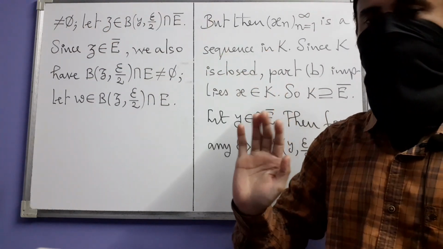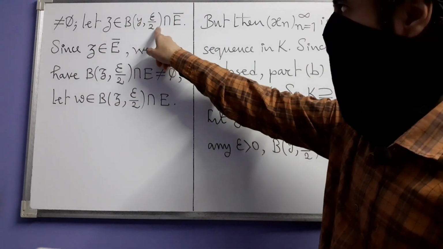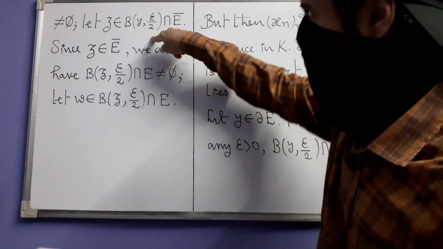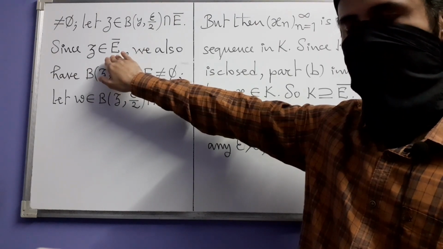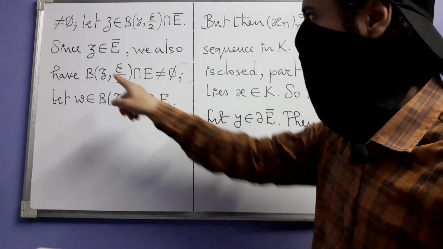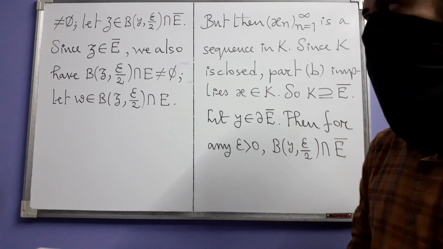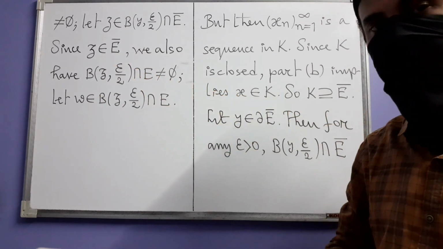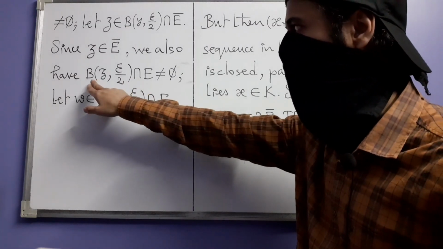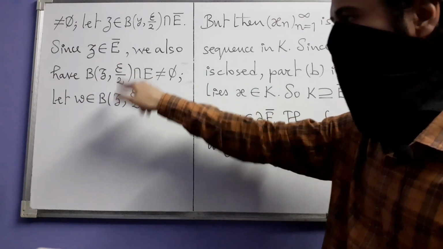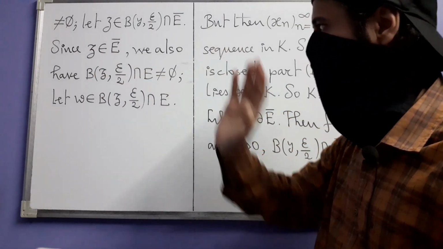That means there is something. Let Z be something in this intersection. Now note that Z belongs to the intersection of this ball and E bar. So that means Z after all belongs to E bar. But what does that mean? It means that Z is an adherent point of the set E. Why? Because the closure of E by definition is the set of all adherent points of E. And that's why this time if you consider the ball with that same radius but centered at this Z, which is an adherent point, it has to intersect E.